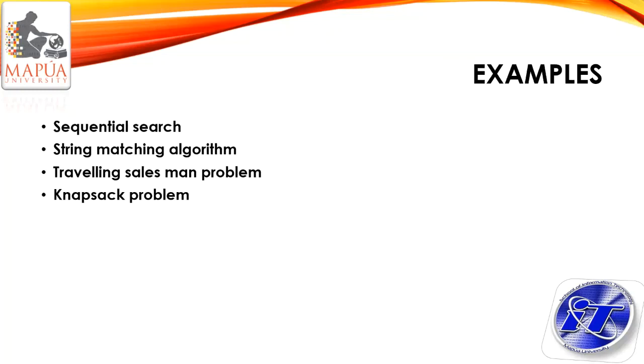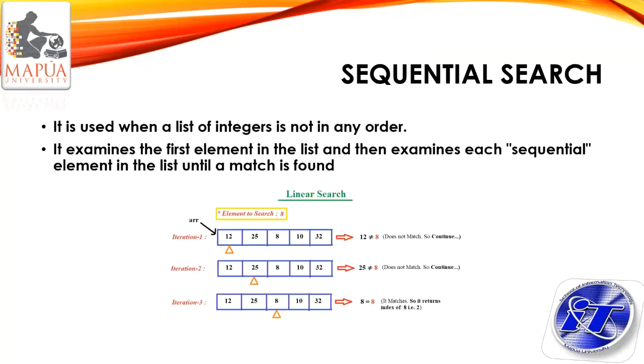Okay. And what are the examples of brute force? We already discussed what is searching, string matching in data structure, shortest path, and knapsack problem. So some greedy algorithms, some brute force algorithms are applied on this concept, on these different domains. So let's start with sequential search.